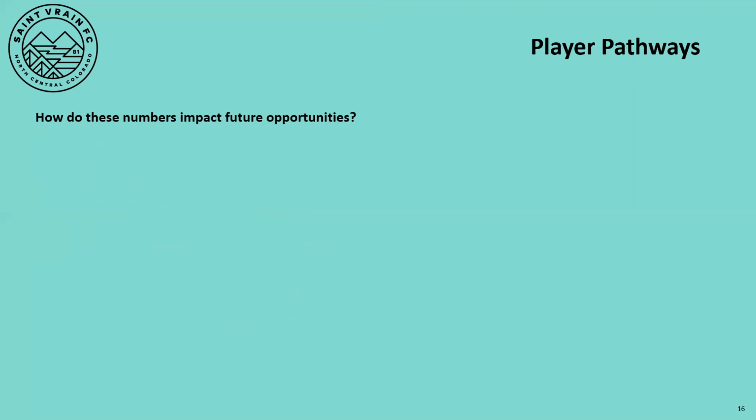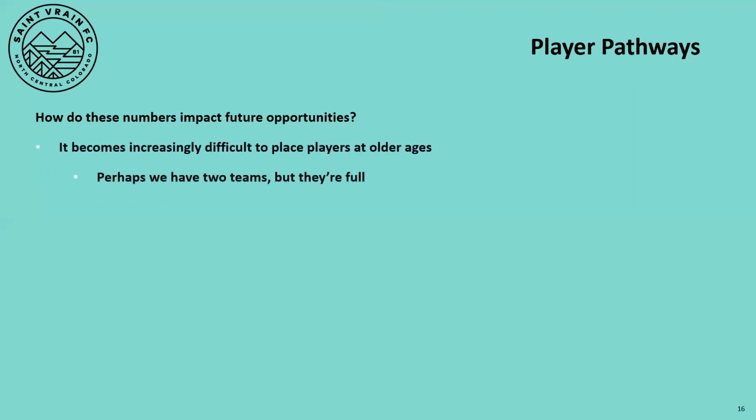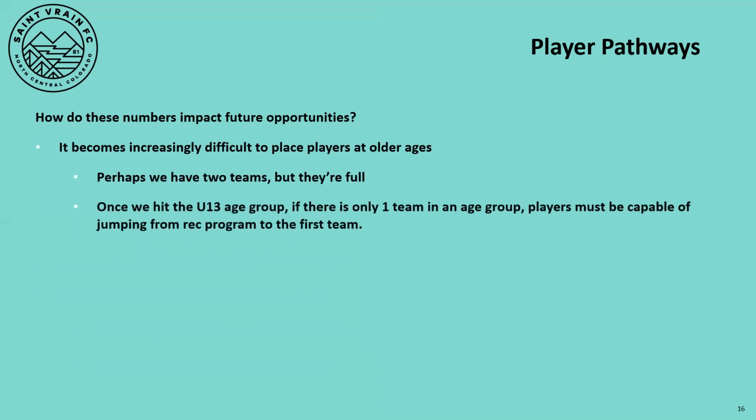So it impacts opportunities because it becomes increasingly difficult to place players at older ages. Maybe we have 2 teams at under 11, under 12. But if they're full, we need an entire new team to create space for new kids who want to enter the program. Once we hit the under 13 age group, if there is only 1 team available, and even if that 1 team is perfectly balanced and every player is able to contribute at the correct contribution level, that means it will be nearly impossible for a player to jump from beginner to advanced within the program. And I won't say never, but it is pretty rare. It's definitely not the norm.